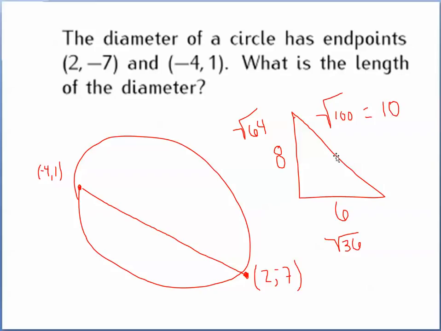Or perhaps you recognize that this is a dilated right triangle of the 3, 4, 5 by a factor of 2. So instead of this being 3 here, it was 6. And instead of this being 4 here, it was 8. And instead of this being 5 here, it was 10, being dilated by a factor of 2.